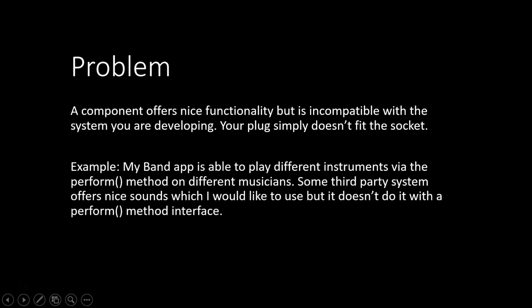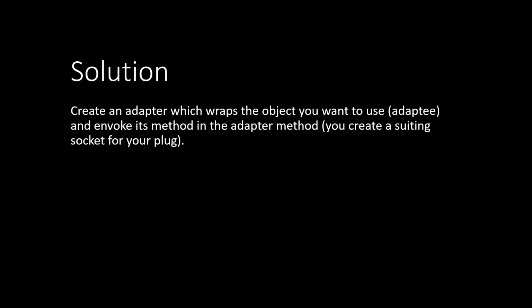So let's look at an example. I'm going to have a band app which is able to play different instruments via the perform method on different musicians. And some third-party system offers nice sounds which I would like to use, but it doesn't do it with a perform method interface. So I can't just simply call the third-party musicians via the perform method and get what I want. So as a solution, we create an adapter which wraps the object you want to use, the so-called adaptee, and invoke its method in the adapter method. So we're creating a suitable socket for our plug.